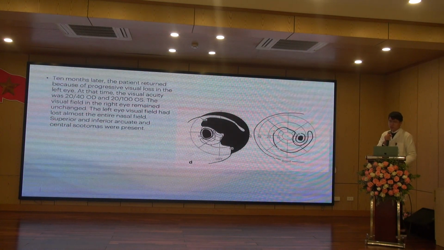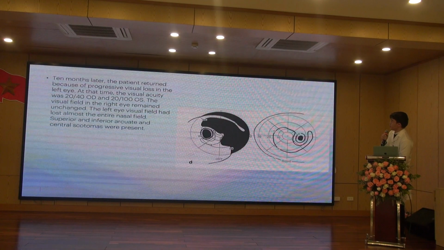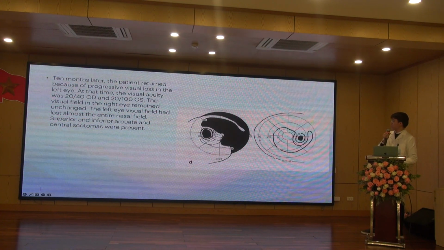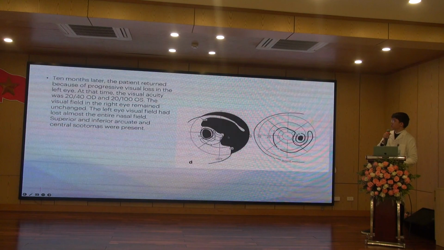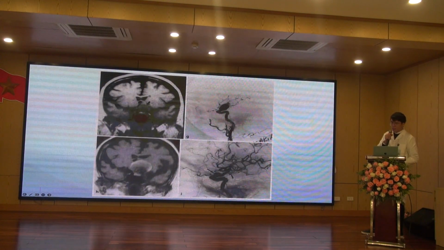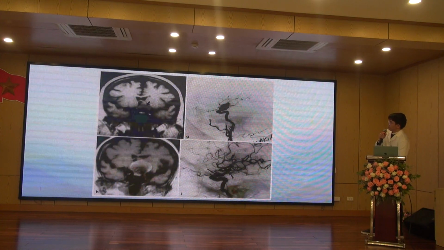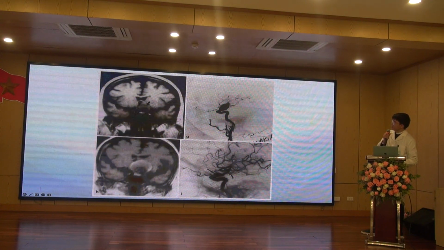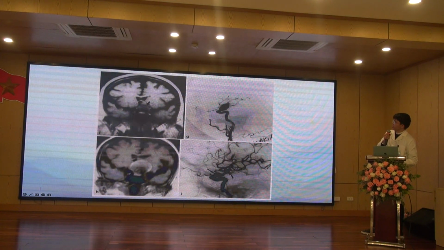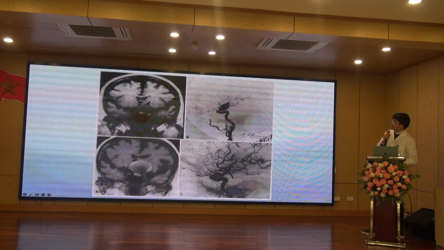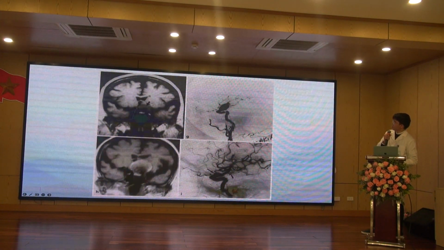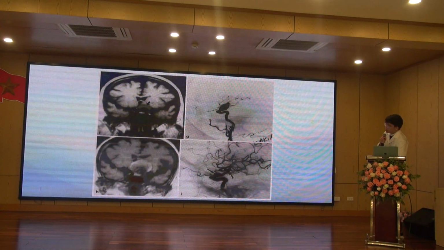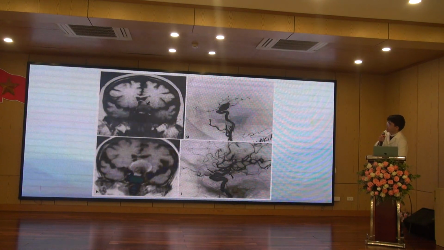10 months later, the patient returned with progressive visual loss, and on perimetry we can see the left eye visual field has lost almost the entire nasal field. After that, the patient had MRI and angiography, and you can see an aneurysm with partial thrombosis that compressed the third ventricle sinus. This is the angiography. The patient refused surgery or intervention, so after 3 years she lost her vision.